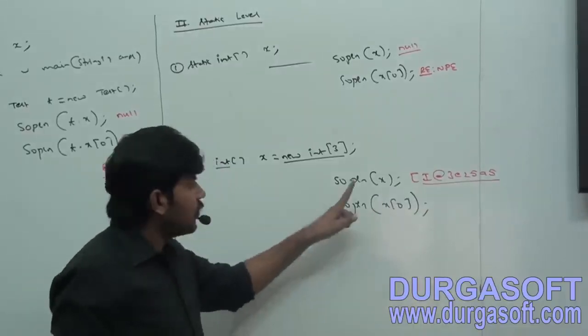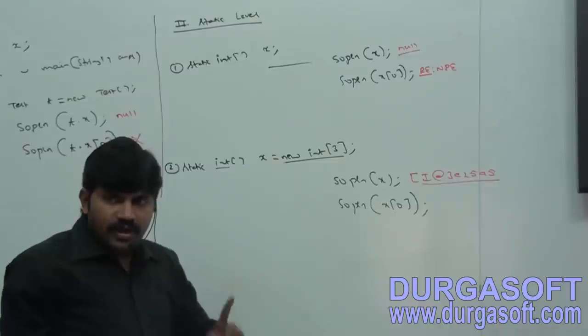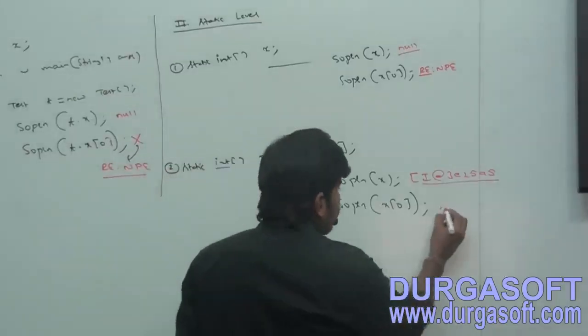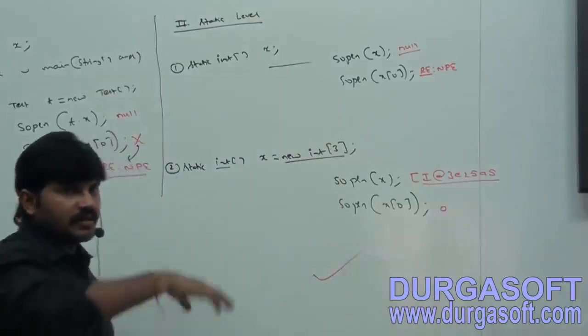SOP of x of 0. Once we create an array, every element by default is initialized with what? Default value. That's why like. Are you getting? Take this example.